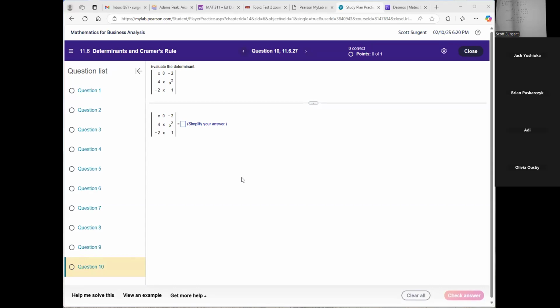Okay, well, that one we're just going to have to do the old-fashioned way. I'll show you how to do that. Let me copy it down. So this is 11.6, number 10. It's actually the first practice set under the 11.6 header. And it's a 3 by 3 matrix.